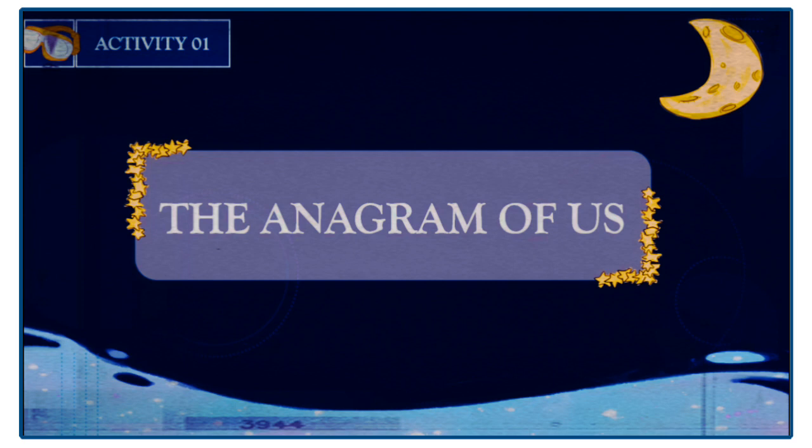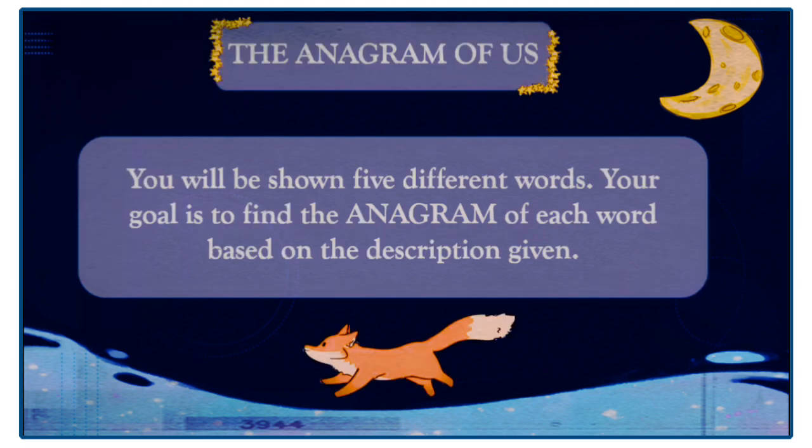Basically, what we're going to do here is you will be shown 5 different words, and your goal is to find the anagram of each word based on the description given. An anagram is where you take all of the same letters from the previous word and form another word using the same letters. No repetitions, no removal. We're going to use the same old letters, and you can pause some parts of the video if you wish to answer it on your own.